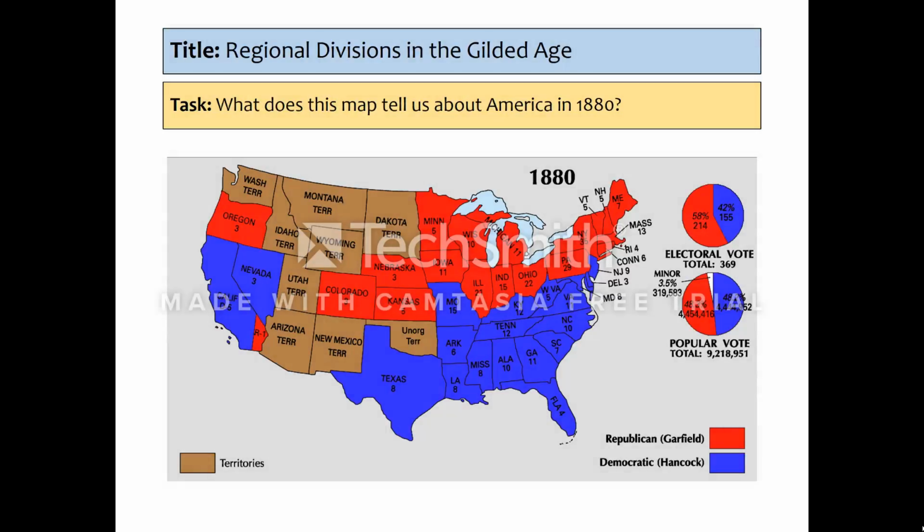Again, with this map, take a few minutes to think about it. And again, this map really does tell us how divided the north and the east was to the south and the west. And we're going to see whether these divisions really did mean that there was going to be social unrest.